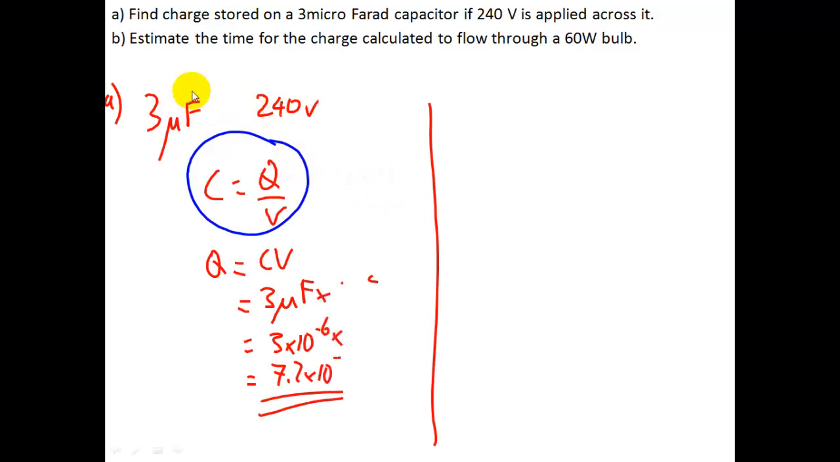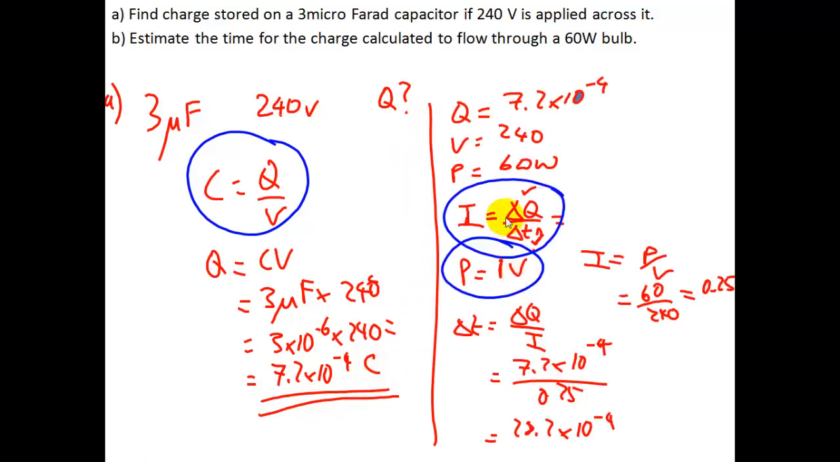Q is equal to VC. We end up with 7.2 times 10 to the minus 4 coulombs. What about the charge? Well, if we know the power, we know how much current is flowing, in other words, how much charge is flowing per second. So the charge per second is equal to the current.